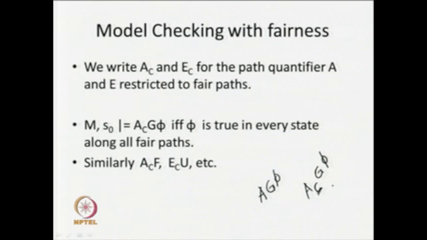With fairness constraints we may have such a scenario: M, S0 satisfies AC G phi if phi is true in every state along all fair paths. Similarly, we can define ACF, ECU, etc. AG phi means globally phi holds in all paths without any fairness constraint, but AC G phi says that phi holds globally in all fair paths, that means in all the paths where the fairness constraint C is true. This is the way we look at it.